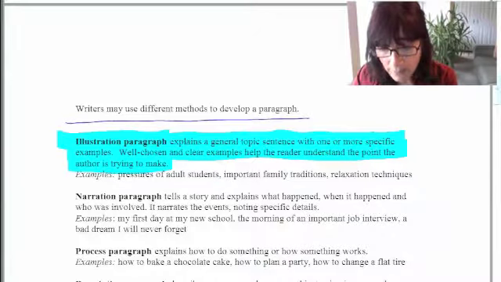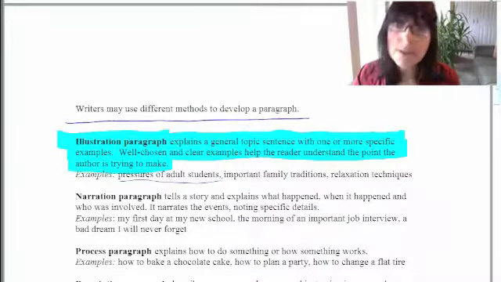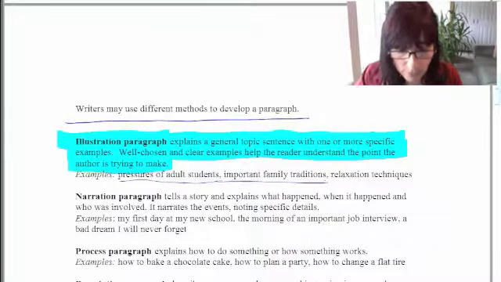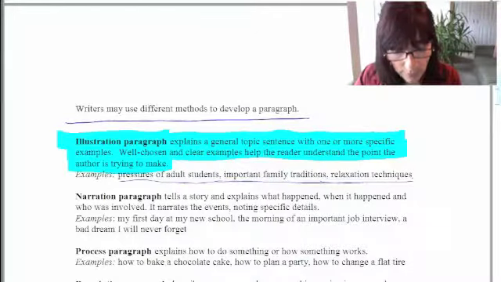So some examples of illustration paragraphs would be topics including pressures of adult students would make a good illustration paragraph. You could write an illustration paragraph on important family traditions, or another one could be relaxation techniques.